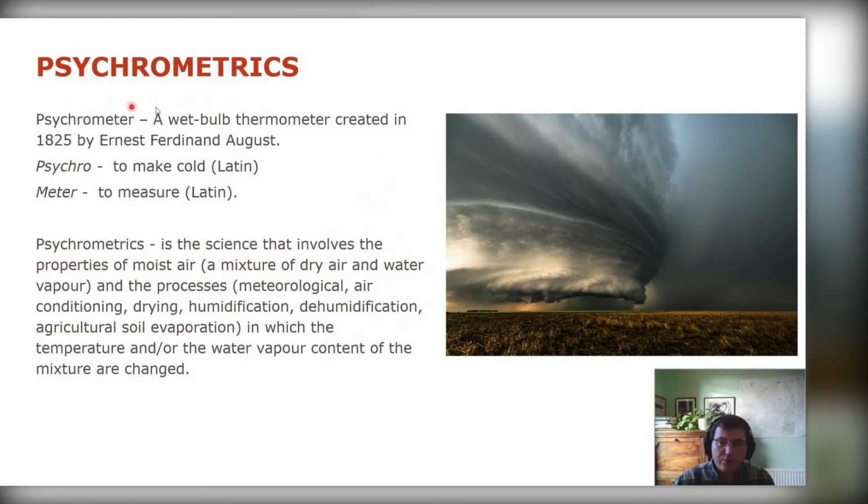In terms of the origin of the word, just briefly, a psychrometer was basically what now would be called a wet bulb thermometer. We'll discuss what a wet bulb thermometer is in a minute. It was invented in 1825 by a German scientist, Ernst Ferdinand August, and he named it from psychro, Greek for cold, and meter, Greek for measure, so a way of measuring coldness. That was his take on it, and that's where the word comes from, and now it goes into psychrometrics.